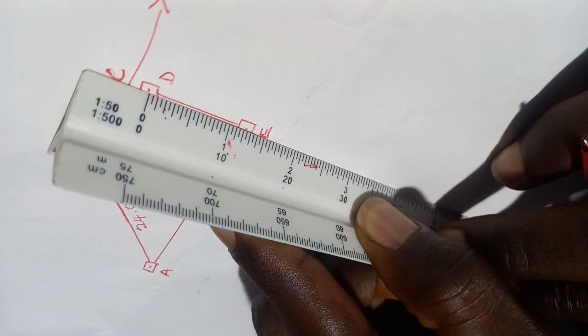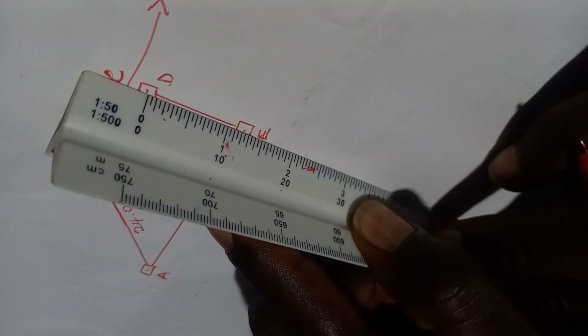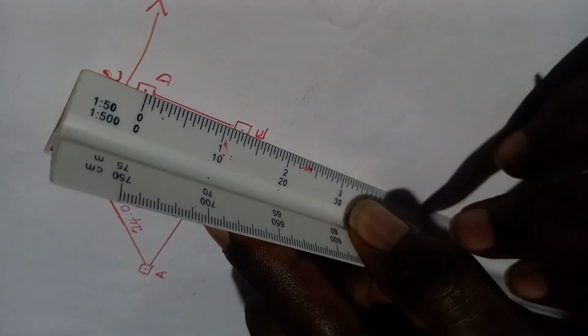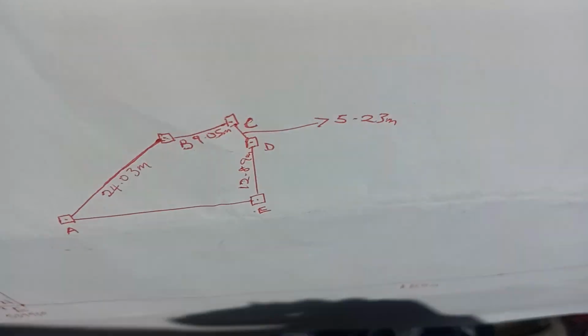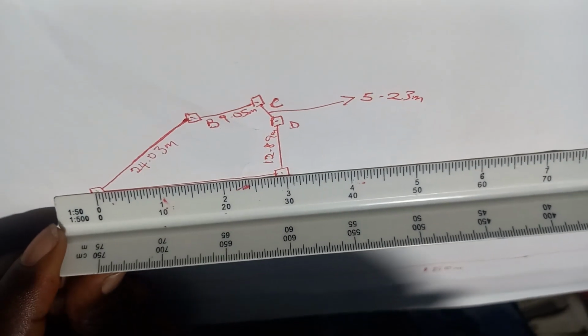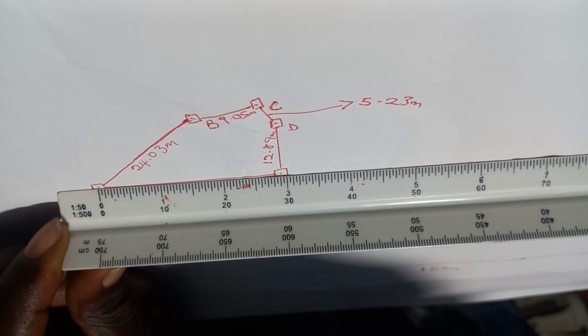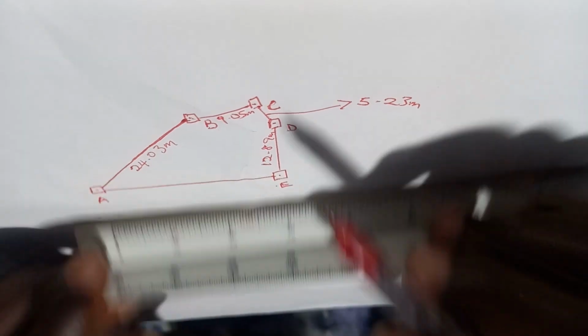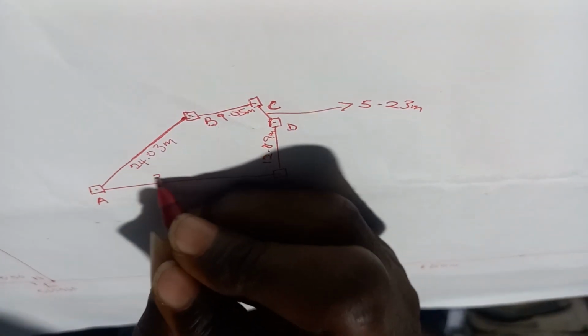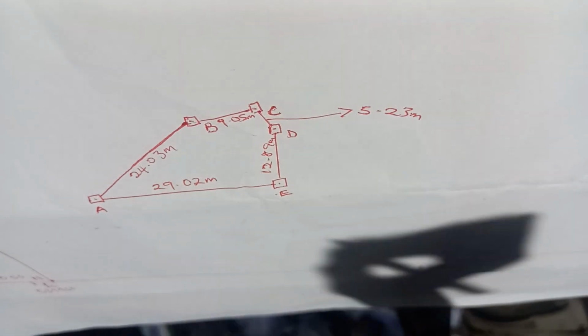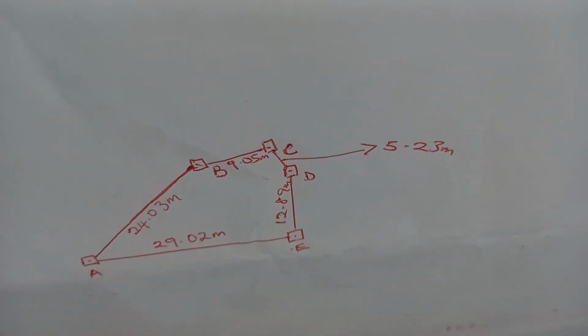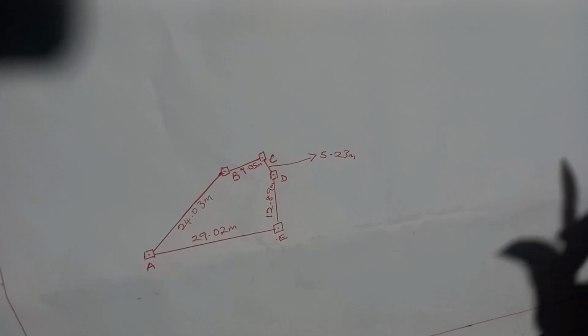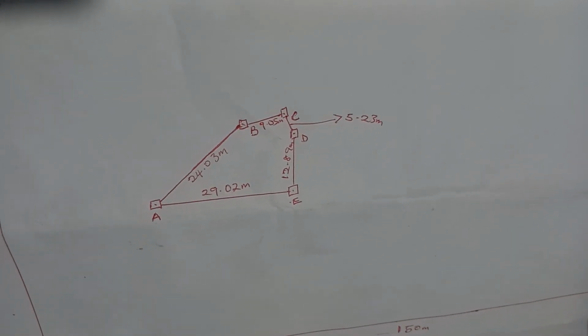So where this is going to give me what? This is 10, 11, 12, 12.89 meters. And the last point here gives us the biggest size of the land, which is 29.02 meters, and that is how to carry out computation using the coordinate method. Thank you.